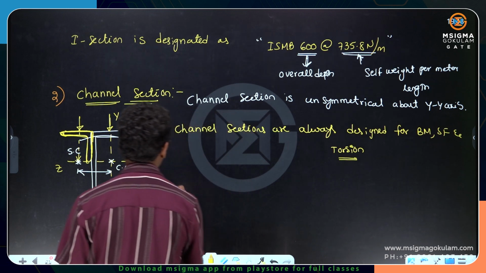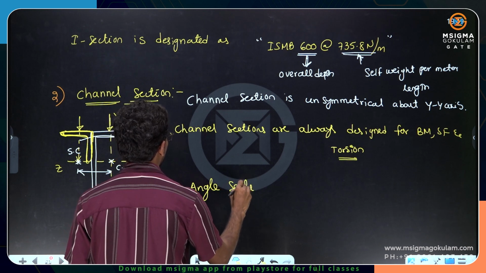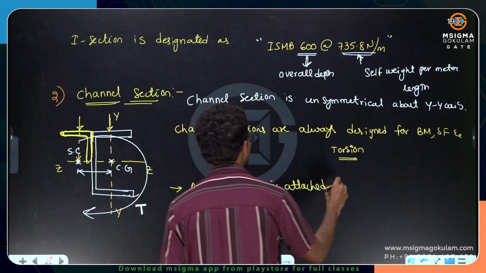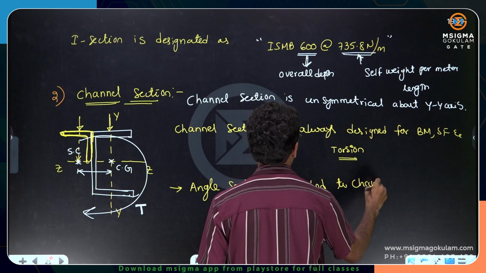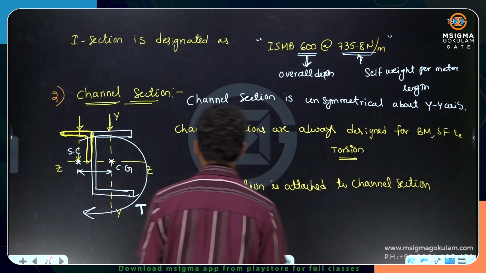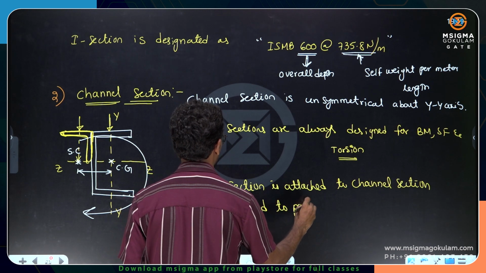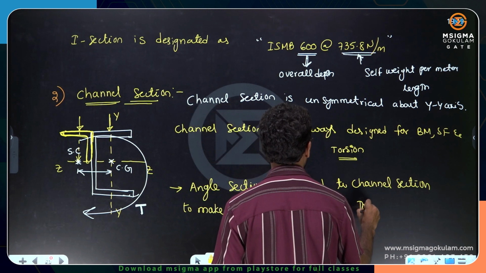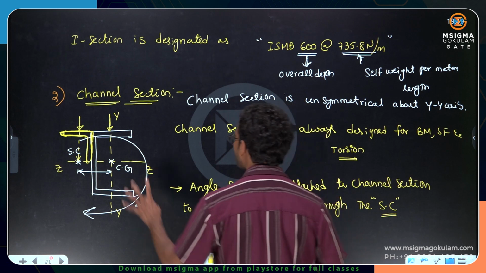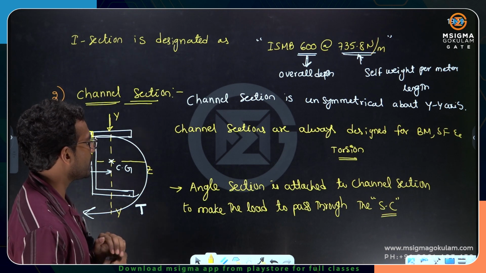If you want, I will write that. Angle section is attached to channel section to make the load pass through the shear center. Hence, the torsion can be eliminated. That is the purpose of providing the angle section to the channel section. I hope it is clear to everyone.